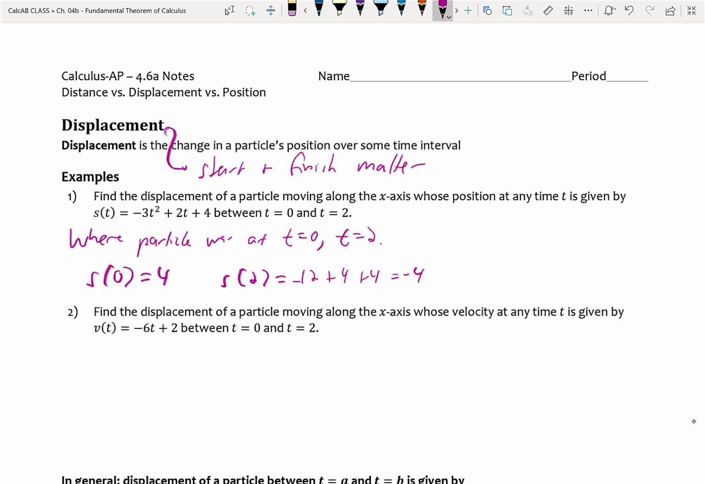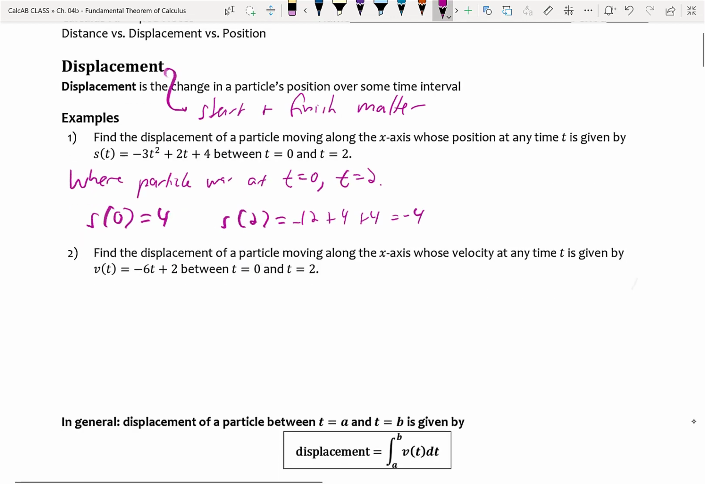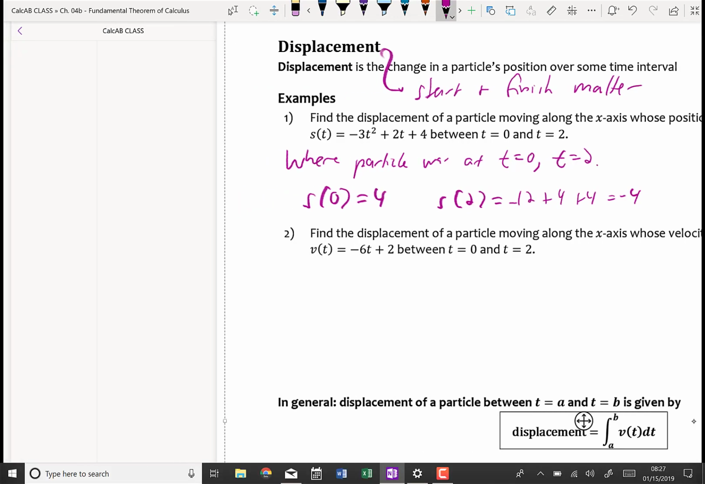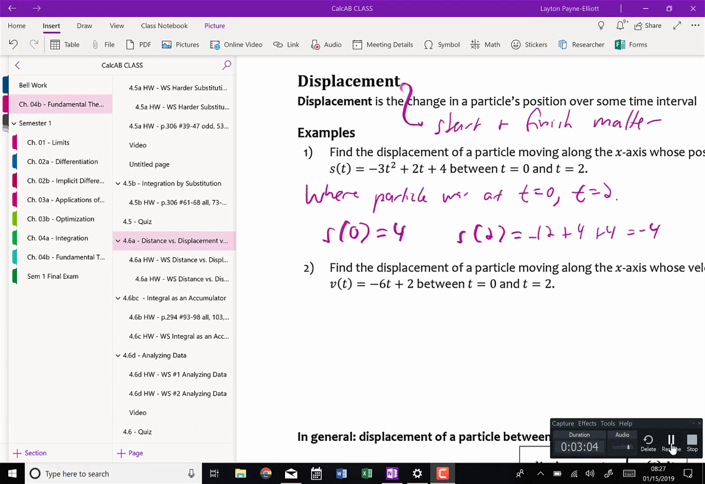What's its displacement? 8. Displacement is also an absolute value. Oh, you know what? I lied about that one. Displacement is not absolute value. So this wouldn't be 8. Wait, am I trying to say that right? Hold on, I'm pausing for a second while I get my head checked.